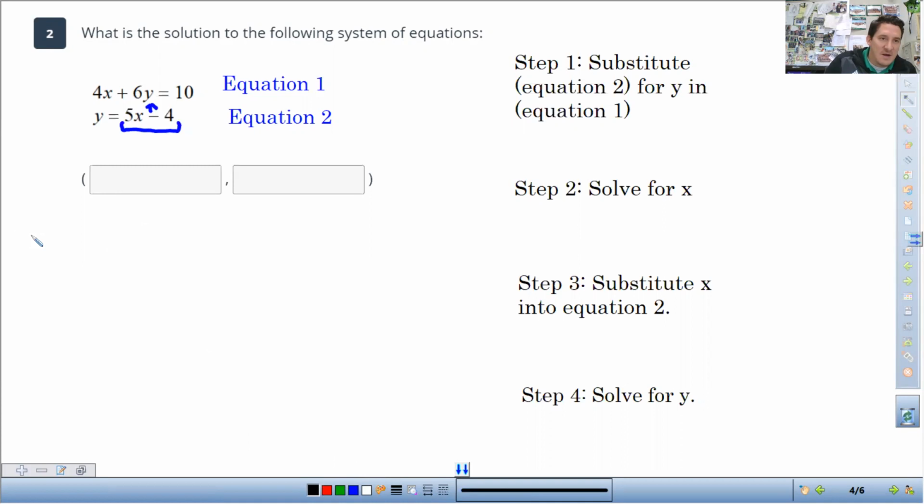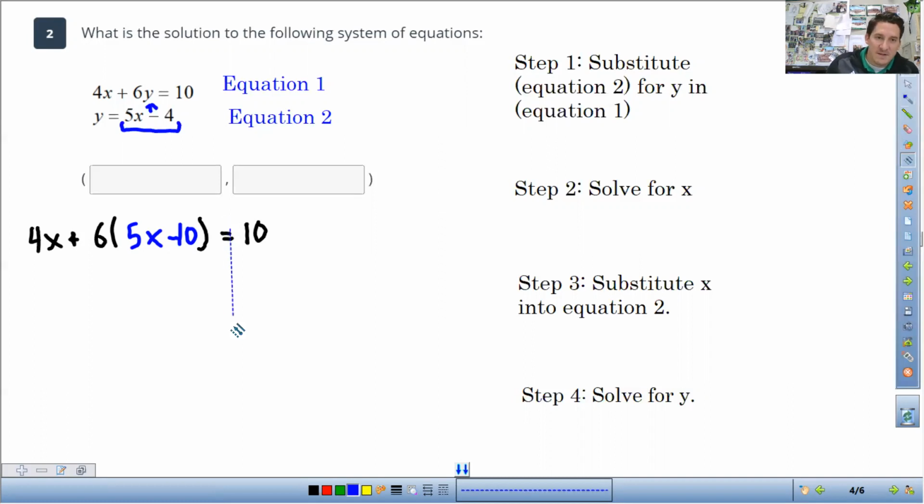So let me write this out. So it's going to be 4x plus 6 times y. I'm going to replace y with parentheses. I'm going to give myself a lot of space. And this whole thing for y, the 5x minus 4, goes in for y. You replace the whole thing. And now you solve. So this will take a little bit more solving, obviously, because we have to distribute and then combine like terms. But this is all stuff we've done before.